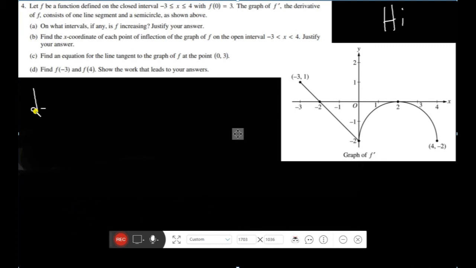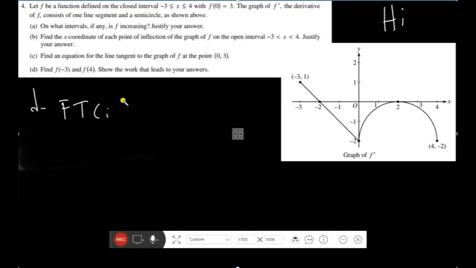Let's move on. Okay, part D. Find f of -3 and f of 4. Show your work. This question is actually kind of deceptively tricky. It's harder than it looks. So before we get started, I want to quickly remind you of the fundamental theorem of calculus, FTC.